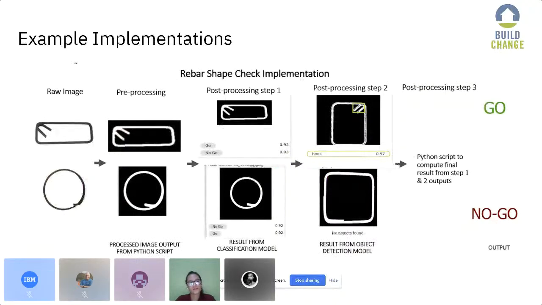And in another example, we have implemented a slightly different pipeline, but basically the same steps: pre-processing, post-processing, and then the final output. In this case, we pre-processed the image using simple OpenCV functions, and then we implemented a classification model to categorize the shape of the rebar as go or no-go. So go if it's rectangular and no-go if it's non-rectangular. And then we implemented a second object detection model to detect the kind of hooks that need to be present in this context. By combining the go or no-go outputs of these two steps, we can add a Python script to output the final result, whether it's go or no-go.